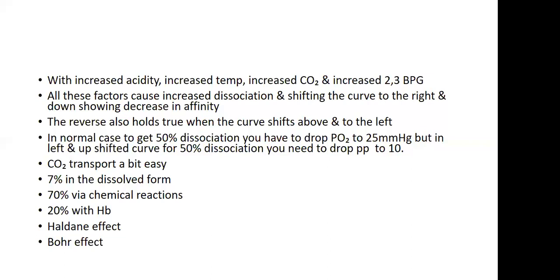In comparison, carbon dioxide transport is a bit easy. Remember, carbon dioxide is brought in 3 or 4 forms: in the dissolved form in the plasma, which is 7%. 70% is by chemical reactions. What are these chemical reactions? Carbon dioxide is taken up by the RBCs, where it combines with water to make carbonic acid, which is further broken down by carbonic anhydrase to produce hydrogen ions and carbon dioxide.